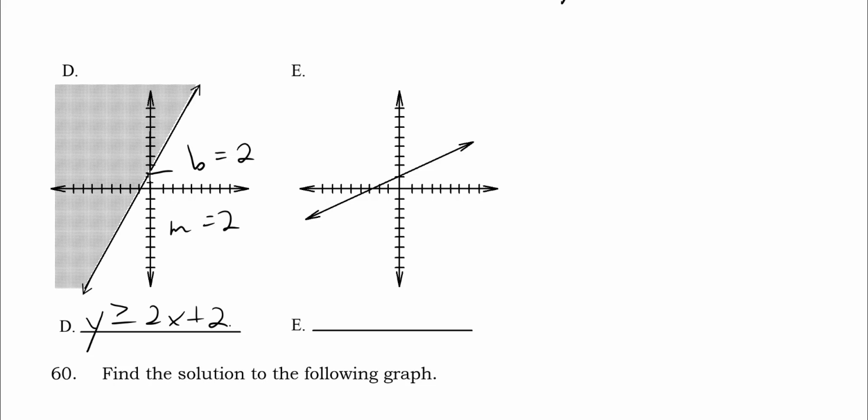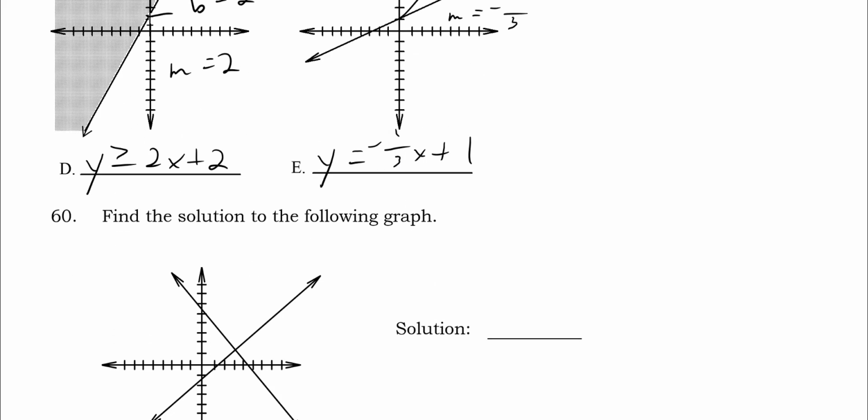Okay, not bad. This one's no shading, so it's y equals. And the y-intercept is 1, so b is 1. And the slope is down 1 over 1, 2, 3, so -1/3. So slope is -1/3. So y equals -1/3 x plus 1.